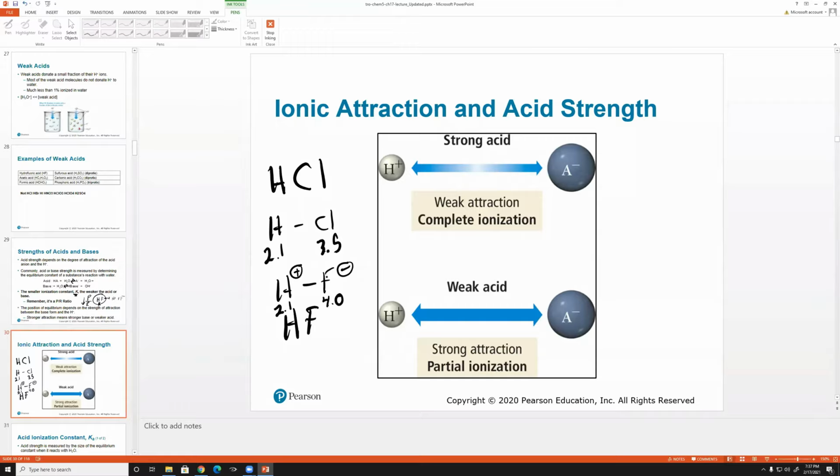If that's the case, then this is not going to want to break apart. The H is going to be strongly bound to the fluorine, and it's going to create a strong attraction, which means a partial ionization. So that's important to keep in mind: with strong acids, you have a weak attraction between the H and the rest of the molecule. With weak acids, you have a strong attraction between the H and the rest of the molecule.